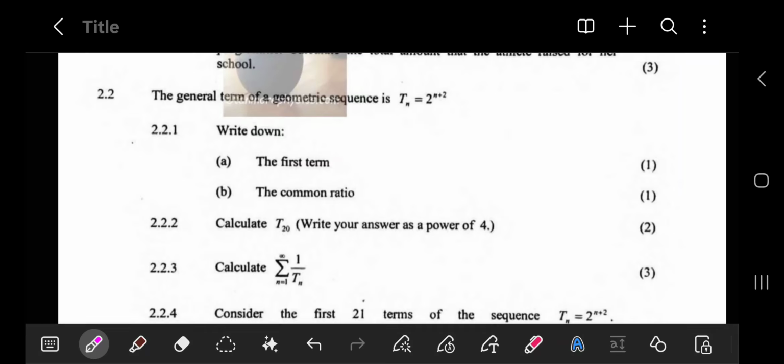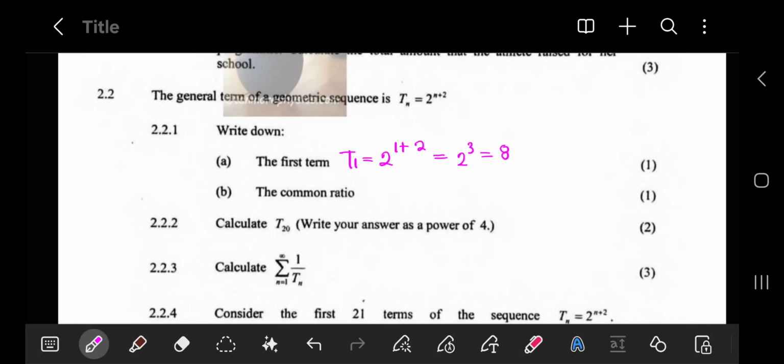Let's now have a look at 2.2. It says the general term of a geometric sequence is Tn is equal to 2 to the power n plus 2. 2.2.1 says write down a, the first term. Now this is quite basic since we've got the general term given. All we have to do is substitute 1. So I'm just going to do it in here. It's going to be 2 to the power 1 plus 2, which is basically 2 cubed, and 2 cubed is 8.